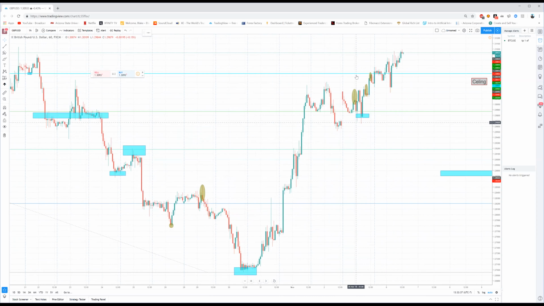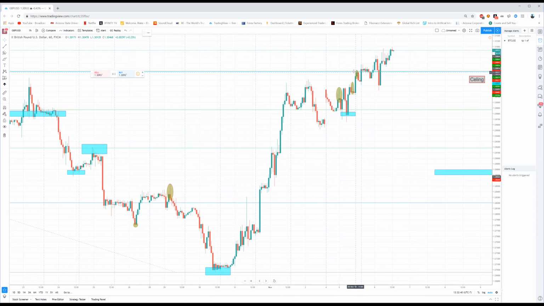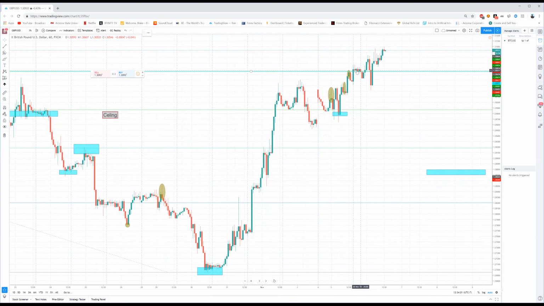What we saw happen is we saw it initially respected. It went down just a little bit and then came back up, broke up, and then found support instead of resistance at that level that was a ceiling. The ceiling then became a floor. So this is no longer a ceiling at this moment in time because of this.